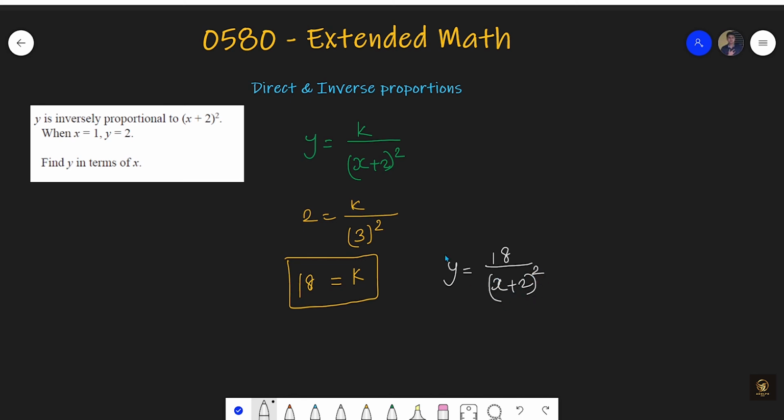So you can see that on the right-hand side, only x remains as the variable. The remaining values we have all substituted. k is the constant, and that is the only value we found and substituted. We are giving that answer as y in terms of x.